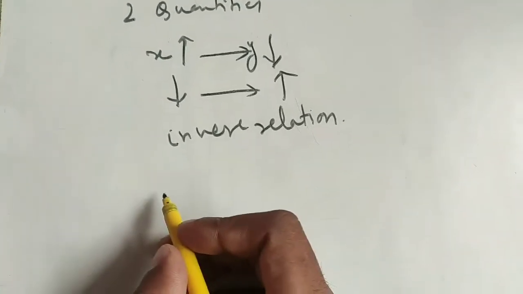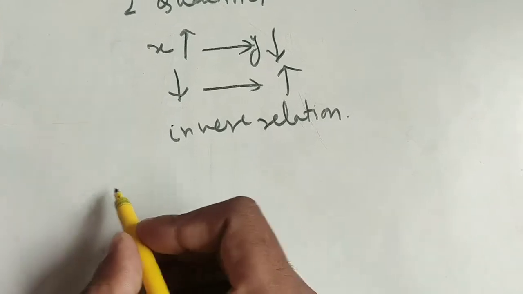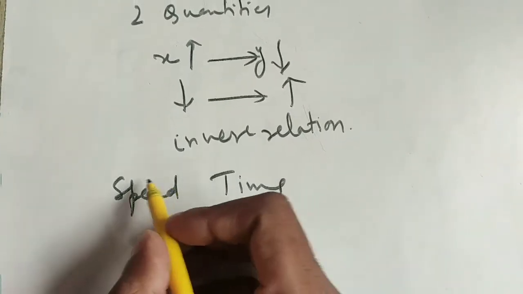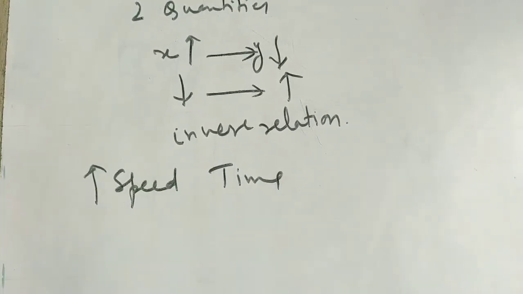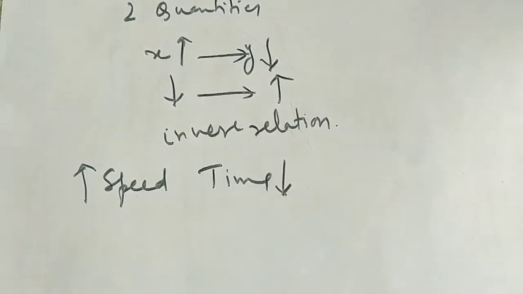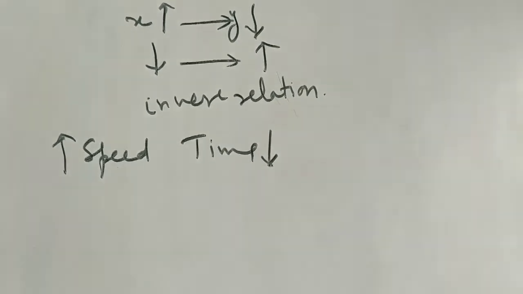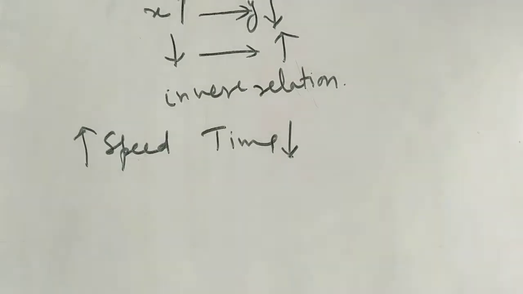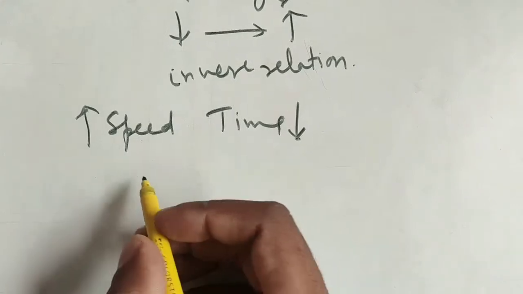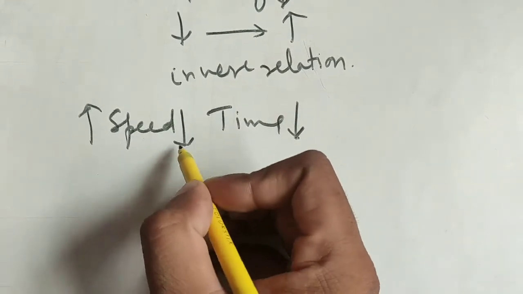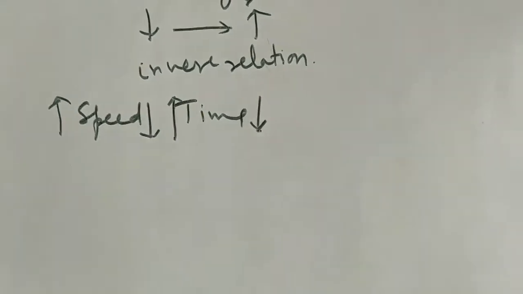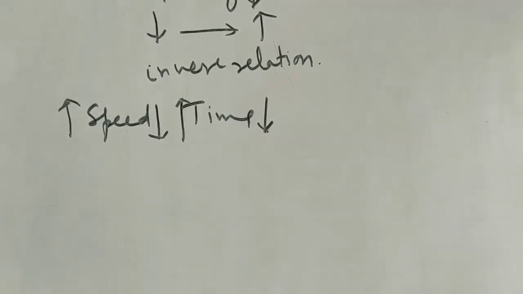Suppose we have a few examples, like speed and time. If we increase our speed, then the time taken to cover this distance will decrease. Under normal circumstances, if we increase speed, then our time taken will decrease, and vice versa. If you decrease the speed, time taken to complete will increase.